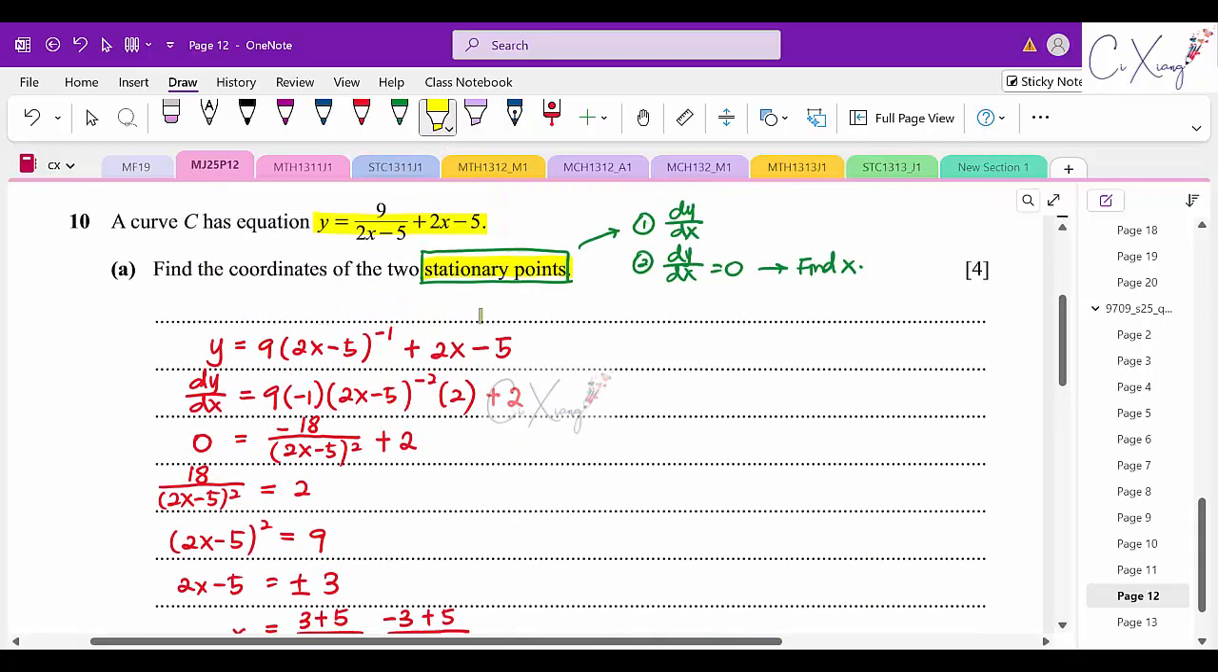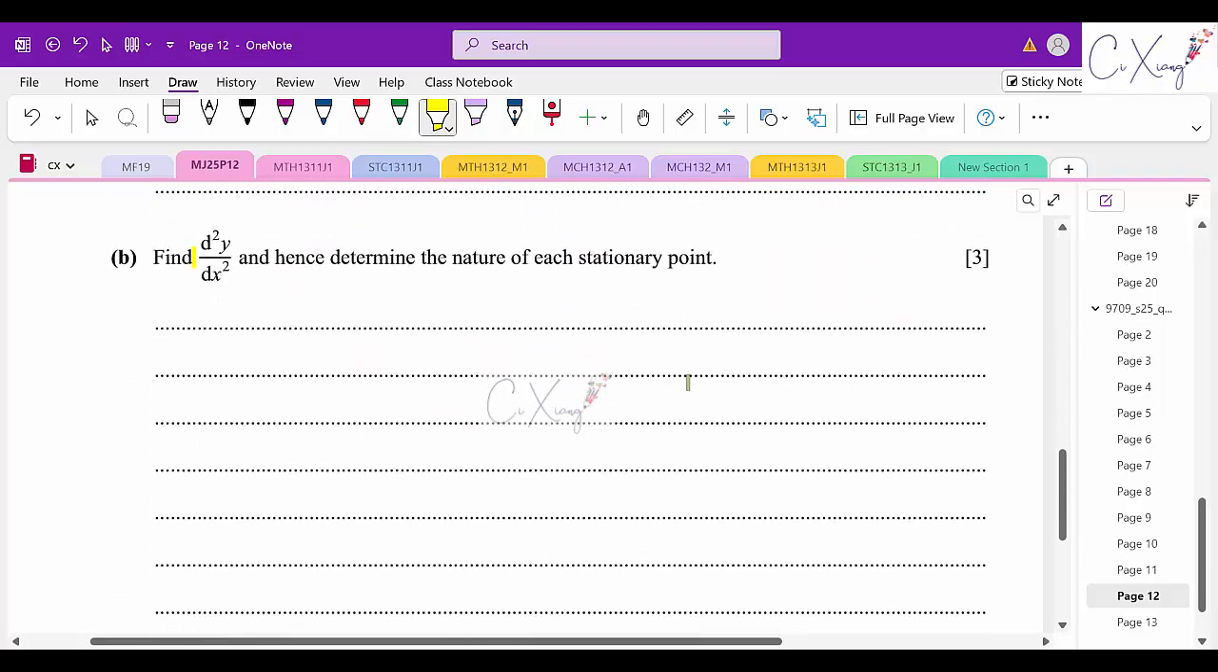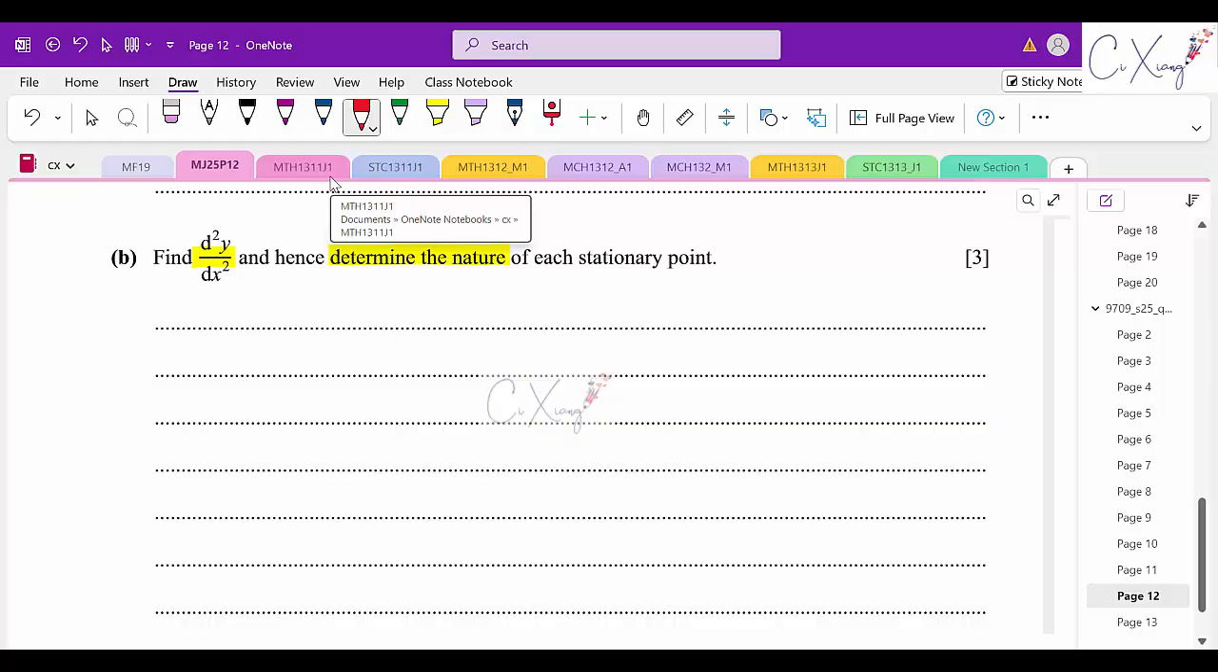Alright, then let's continue to part B. For part B, find d square y over dx square, hence determine the nature of each stationary point. Alright, let us differentiate it one more time, but before that, maybe I recopy again. What is the equation of dy/dx that we have just now? So the equation of dy/dx that we have just now is 2 minus 18 times (2x - 5) power negative 2, right? Okay, then I want to differentiate for another time.